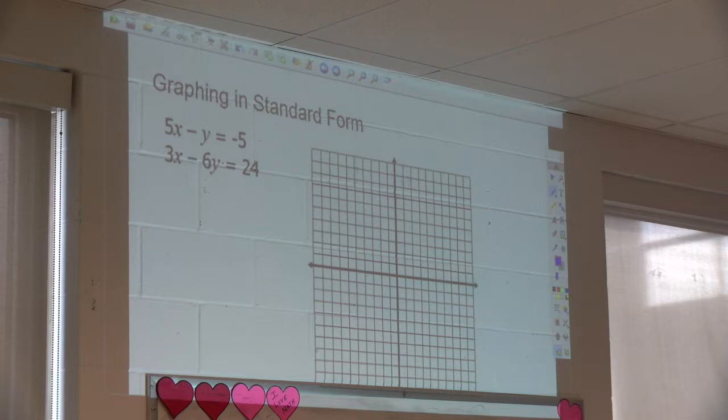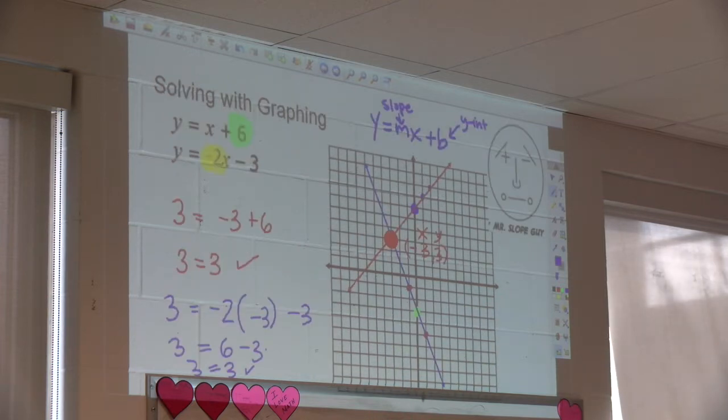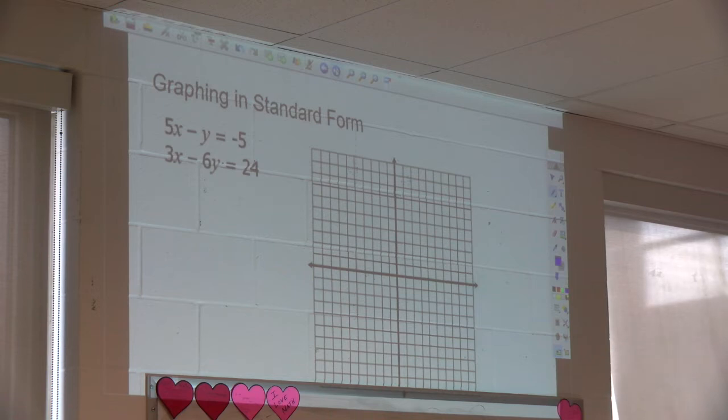Wait, what was the other one called? It's putting in y-intercept. They're already in y-intercept form, like y equals mx plus b. This is called graphing standard form. Oh, I think I just said graphing. Solving with graphing. Okay.